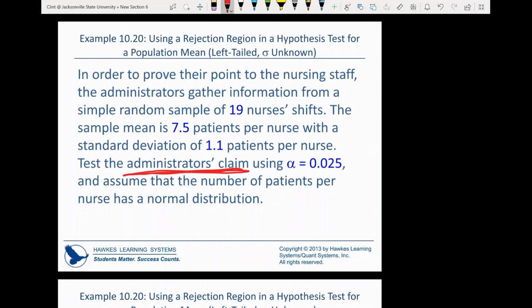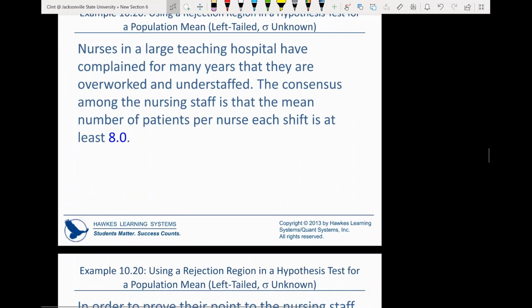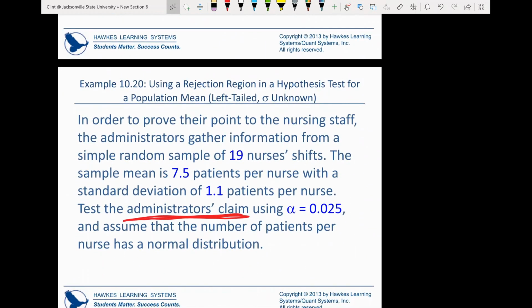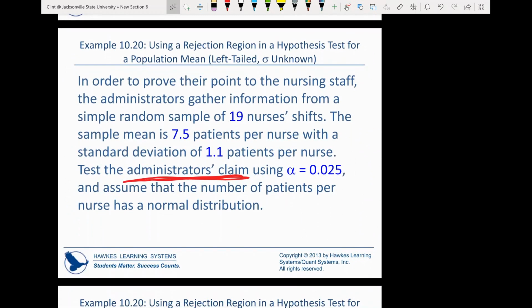So what are they saying? We can assume it's the opposite of the nurse's claim, right? The nurses say that the mean number of patients is at least 8. So we can assume the administrators are going to say that the mean number of patients is less than 8. Right? So our alternative hypothesis here, the administrator's claim, would be that the mean is less than 8 patients.